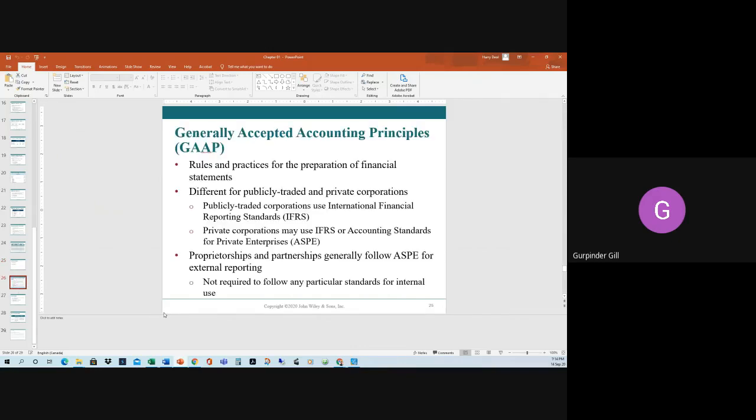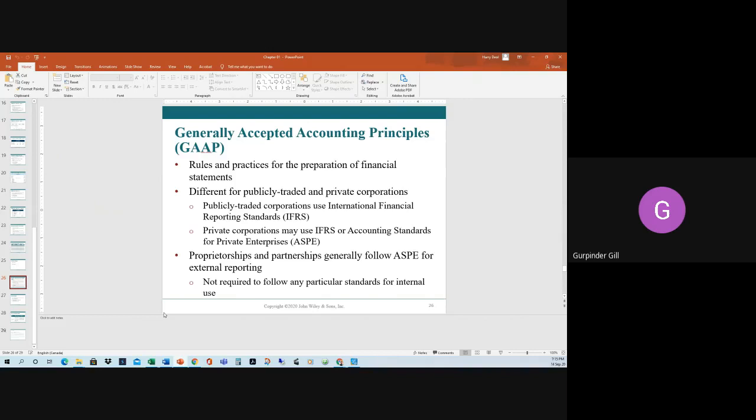Generally accepted accounting principles, or GAAP, are the sets of rules that we follow in Canada. We follow the Canadian GAAP. There is also a version called US GAAP that they follow down in the US, as the name suggests. Their GAAP is quite different from our Canadian GAAP. GAAP is the accounting standards we follow in order to prepare our financial statements.